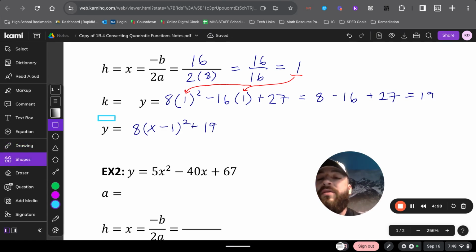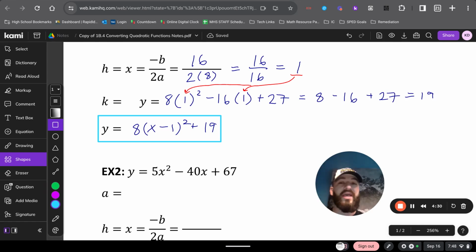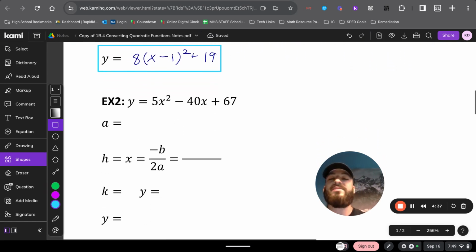And that's really all there is to it. It doesn't get much crazier than that. Of course, sometimes the math might get a little bit out of hand. But let's look at one more example. So example 2, we have y equals 5x squared minus 40x plus 67.